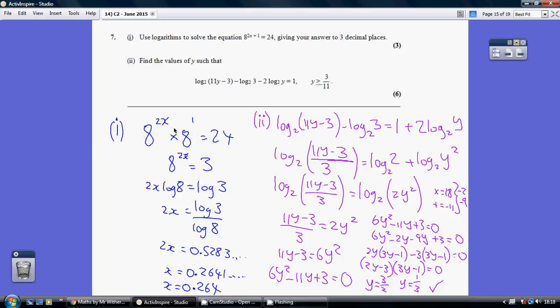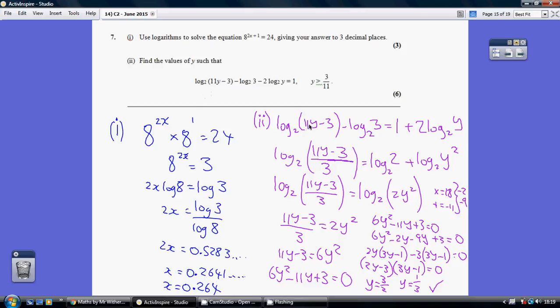So we're multiplying by 8, so we choose to divide both sides by 8, giving us 8 to the power of 2x equals 3. We then log both sides, and using the power rule, we have 2x log 8 equals log 3. Divide through by log 8, we get 2x being this, which is this from our calculator, and half that we get this, which is 0.264 to three decimal places.